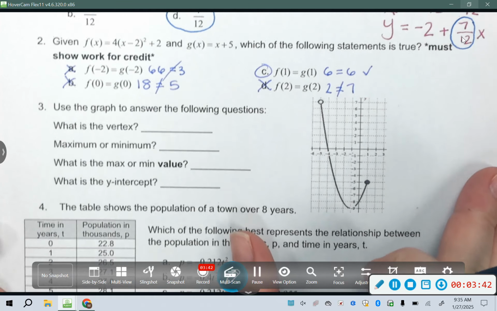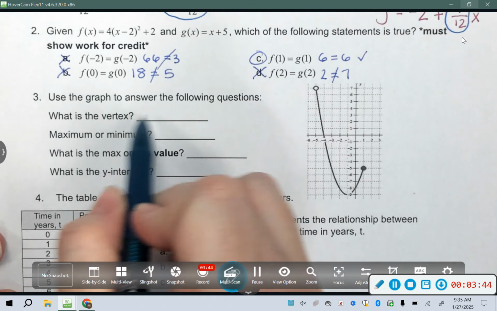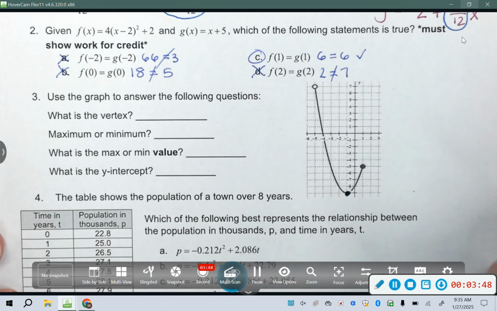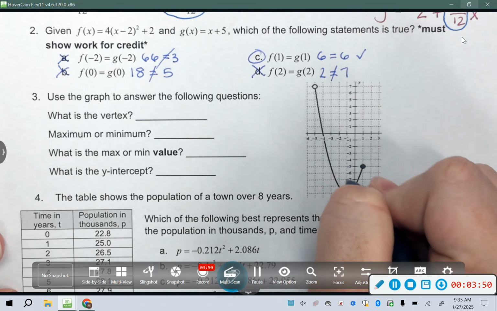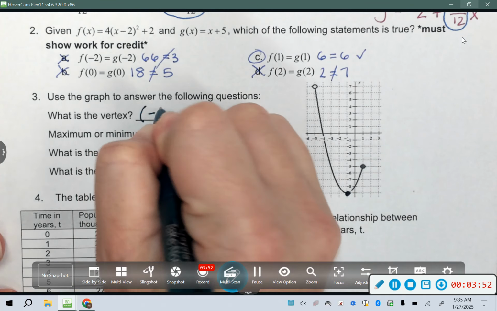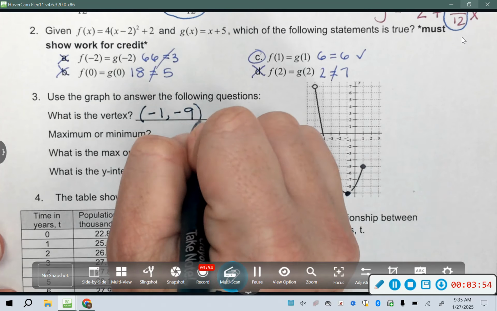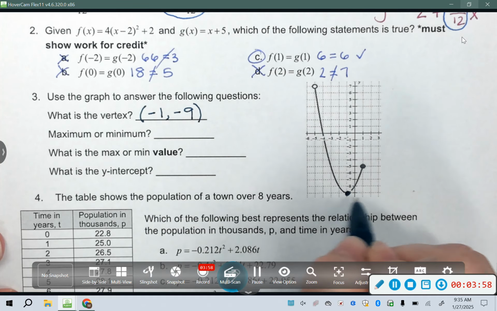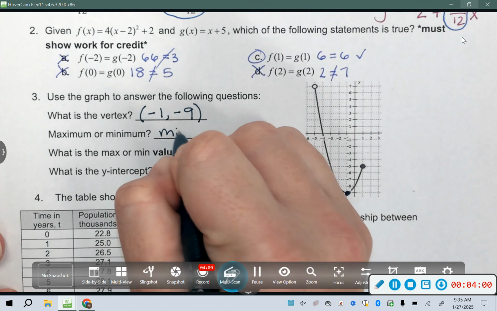Okay, let's look at number 3. So it says, use the graph to answer the following questions. What is the vertex? Well, remember the vertex is that point of your U, which is going to be negative 1, negative 9. It's a point, x comma y. And then it says, is that vertex a maximum or a minimum? Well, that is my lowest point, so it is a minimum.